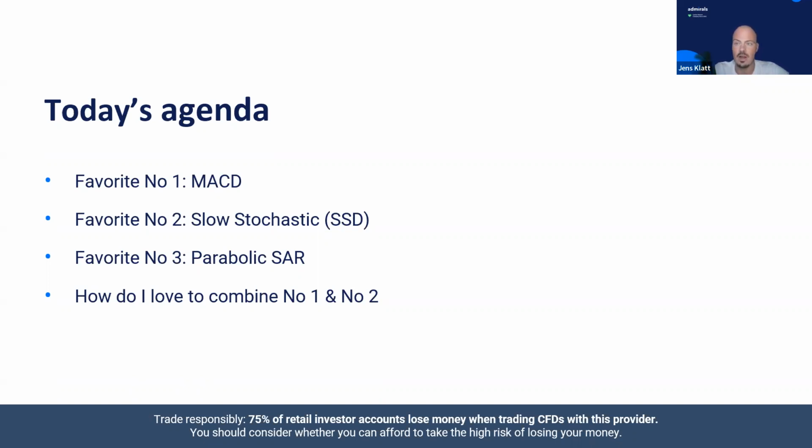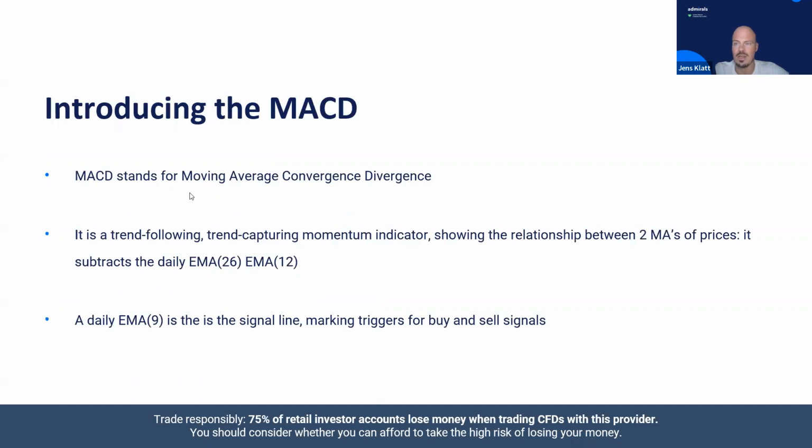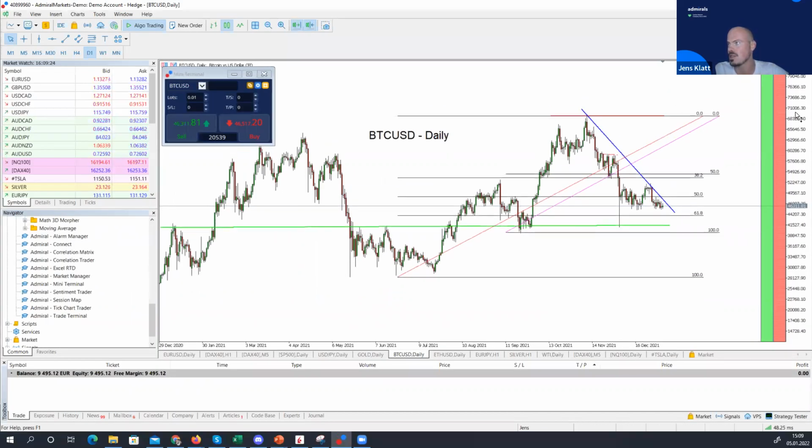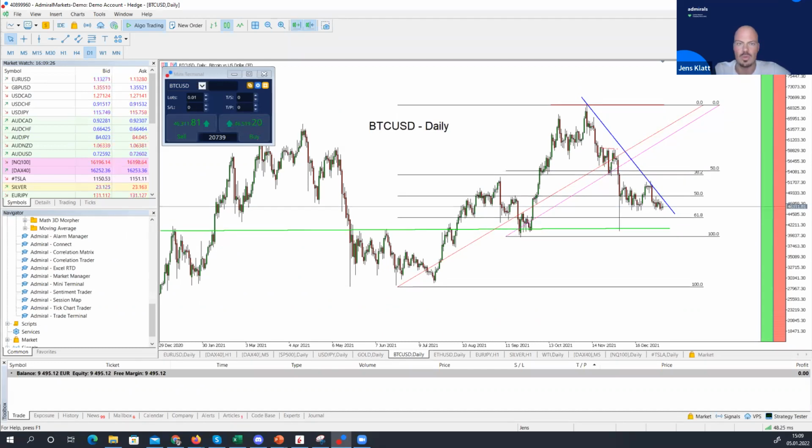But before we start here with the first slide on introducing the MACD, I want to answer the question which was forwarded to me based on this chart in Bitcoin. So let me just read out the question loud. The question is, I'm wondering if time permits, could Jens spend a few minutes on the accurate use of Fibonacci retracements and how to use them in trading?